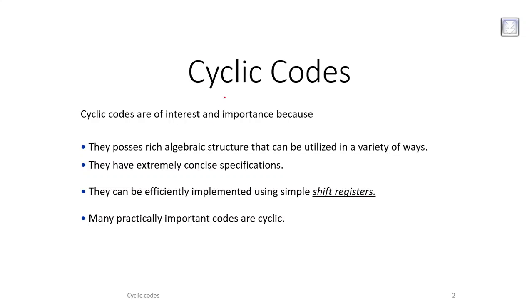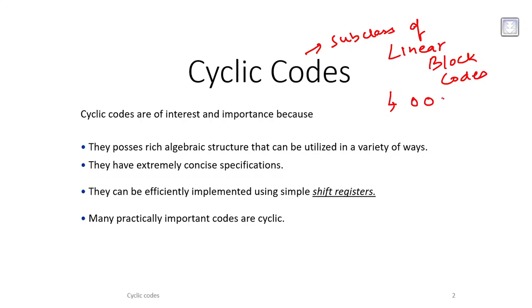So in this lecture we'll be studying cyclic codes. Cyclic codes are a subclass of linear block codes. If I am saying it is a subclass of linear block codes, that means it should follow two properties. There must be an all zero code word in the code, and second, any two code words when added will result in another code word that is available in the code book.